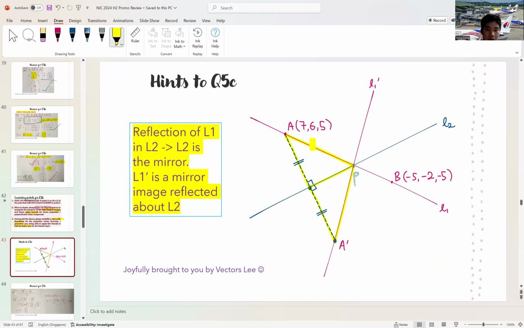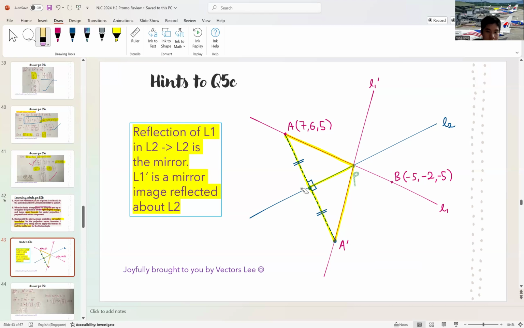I'm going to reflect L1, right? Let me use a pen. I'm going to reflect L1 about L2, reflect this whole thing about L2. So I'm going to shift it to this opposite side over here, right? Because I shifted it to this opposite side, that's why I've generated L1 prime, which is a mirror image of L1 about L2. Okay?